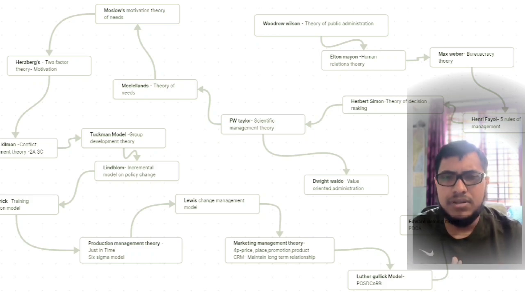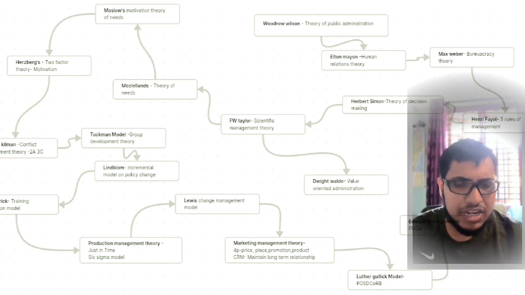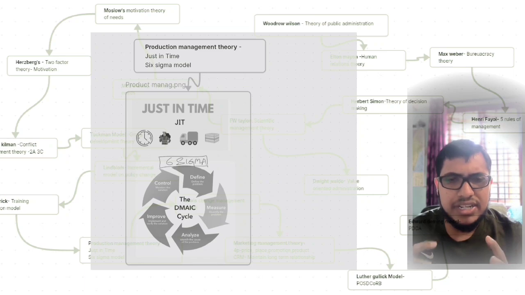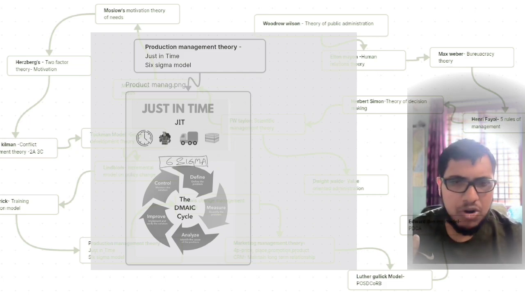Let's move on to the next theory related to production management. In production management, three things are very important. They are quality, cost, and then the price. In this, two models are there. One is just-in-time, JIT. This reduces inventory and minimizes the waste. And the next model is Six Sigma model.